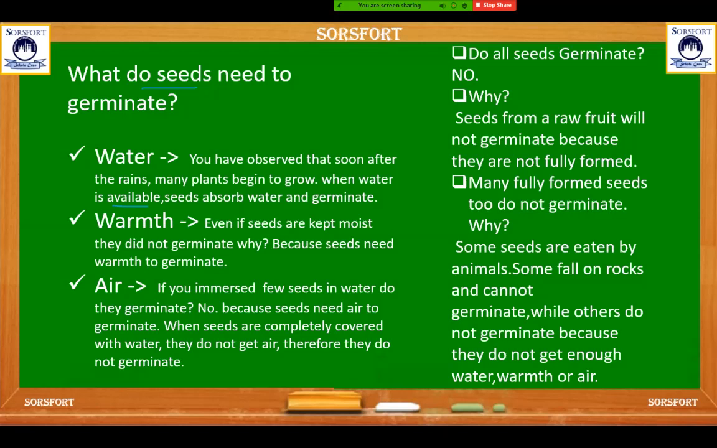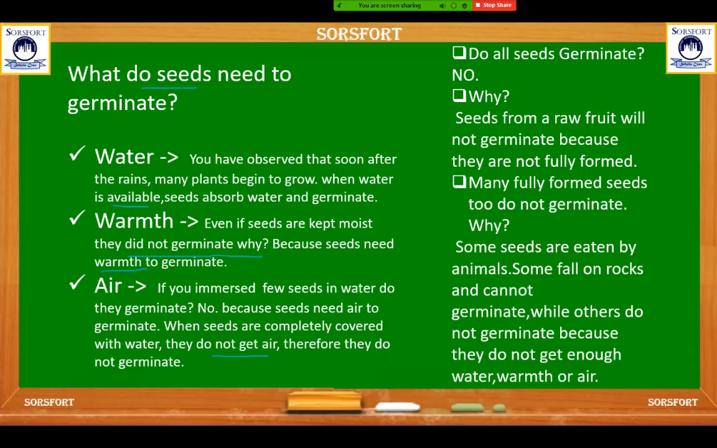Second is warmth. Sometimes if you keep seeds in moist conditions, they do not germinate. Why? Because some seeds also need warmth to germinate. Then come to air. If you immerse a few seeds in water, do they germinate? No. Why? Because the seeds need air to germinate. So for germination, seeds need water, warmth and air. When seeds are completely covered with water, they do not get air. Therefore, they do not germinate.